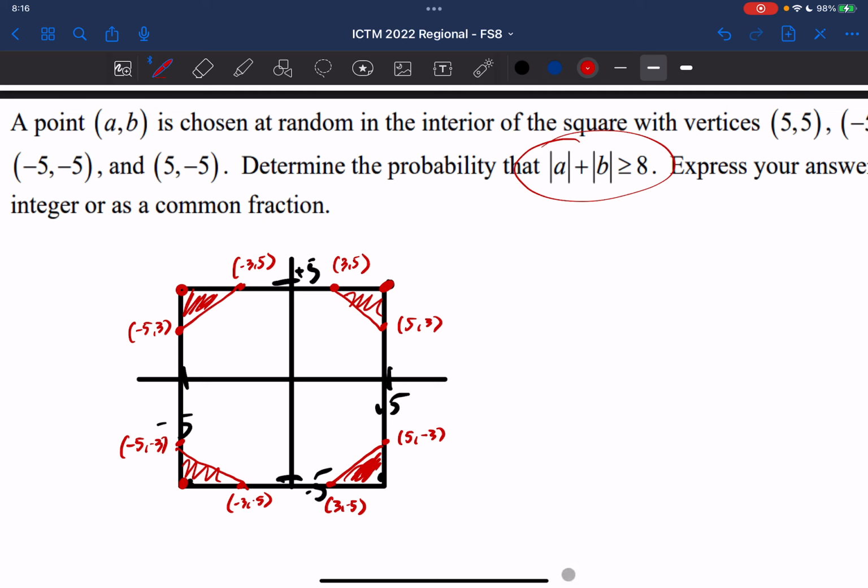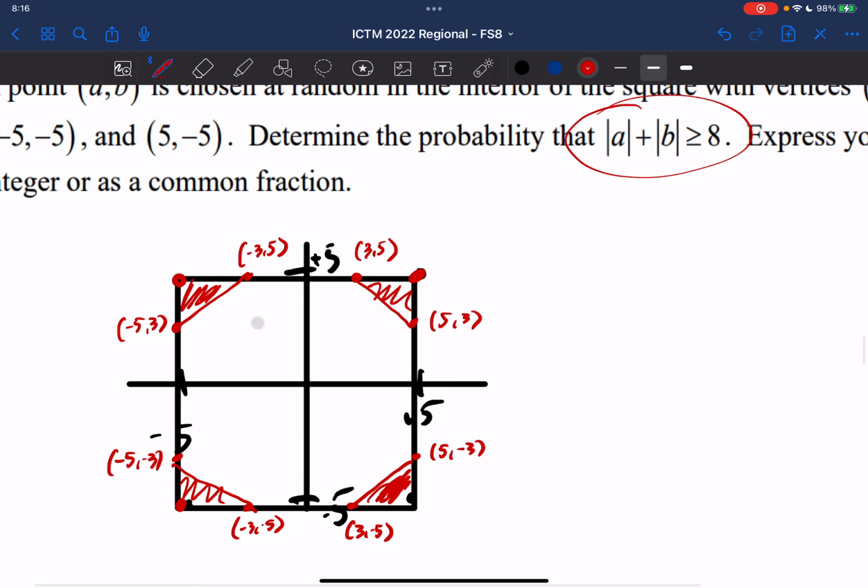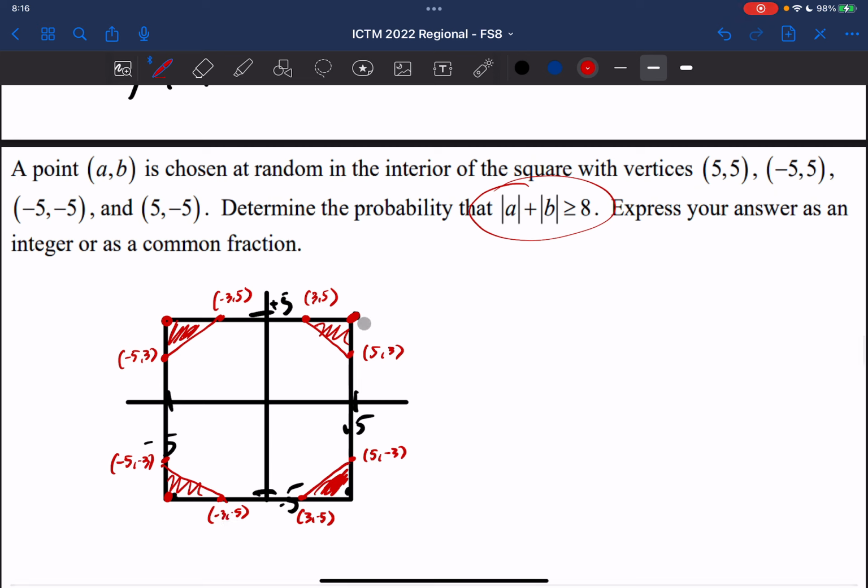Because if I take the x and y values in here, take their absolute value, they're going to add up to at least 8. Anything in here, the absolute value of the two x and y values added together will be less than 8. So the question is, what is the probability that the points land in here?